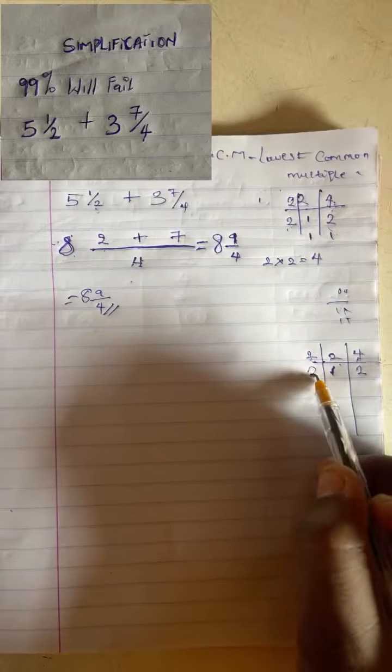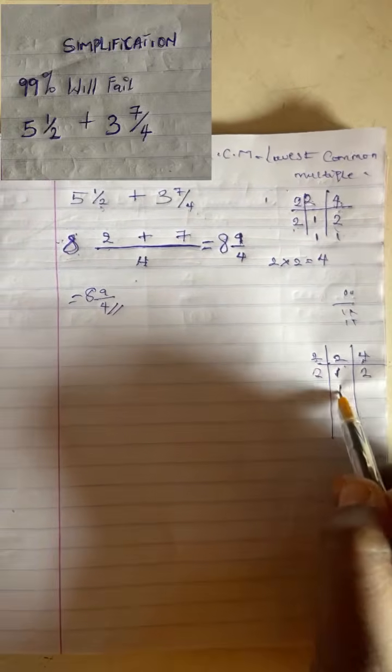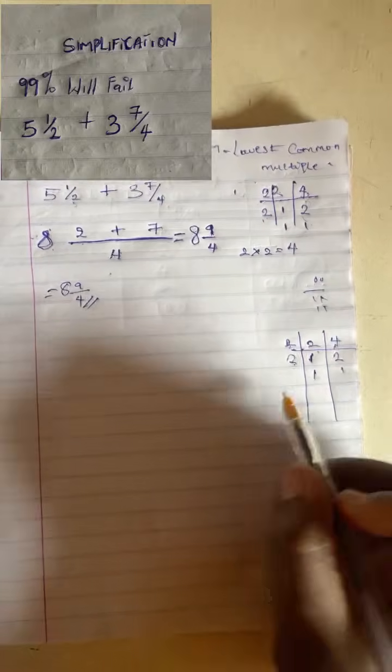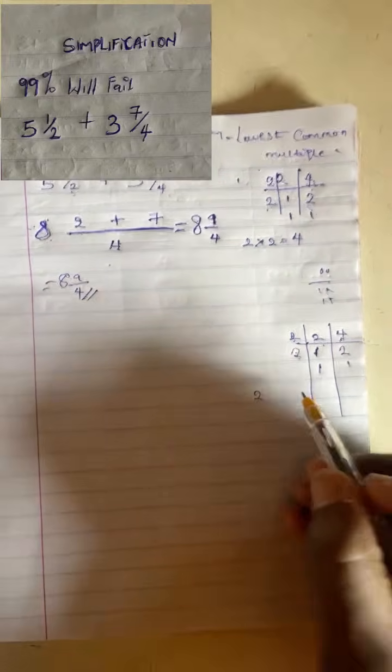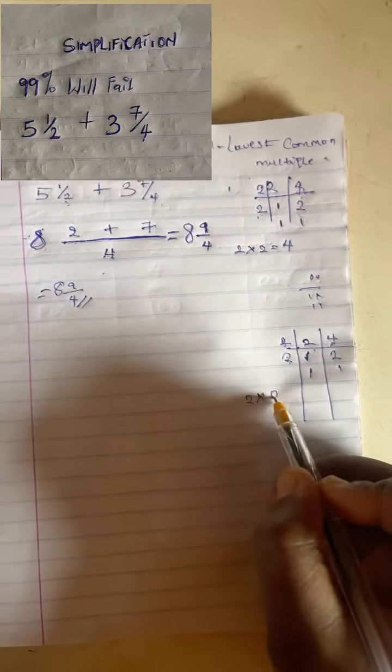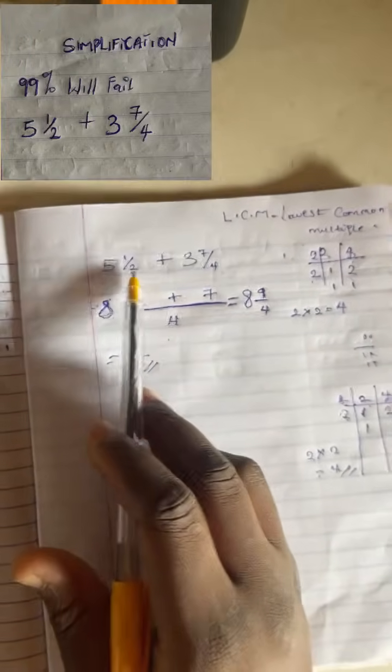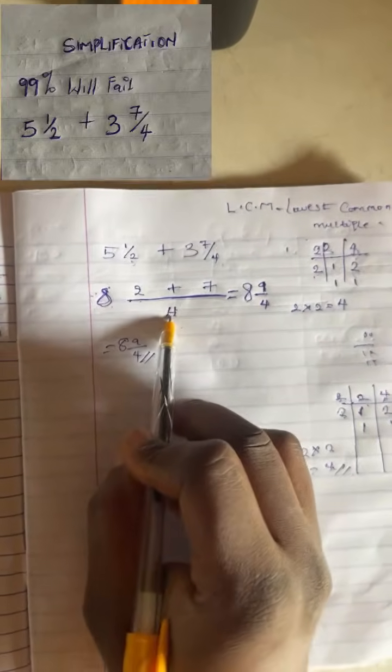2. You bring down the 2 here. 2 divided by 1 is 1. 2 divided by 2 is 1. This is 2. You bring down this 2. Then you bring down this 2. Multiply by 2, which is going to give us what? 4. So this 4 we got here is the LCM of 2 and 4. We now bring it down here.